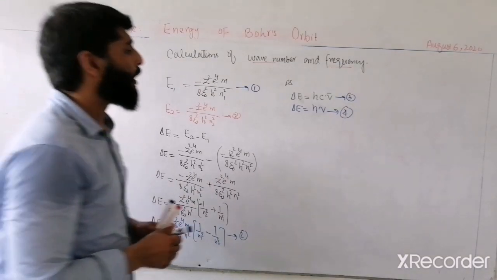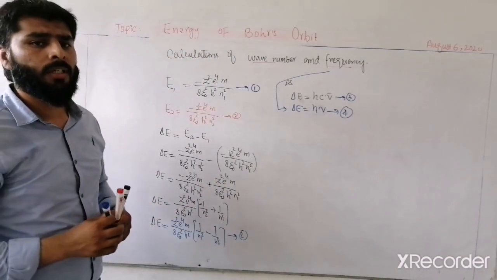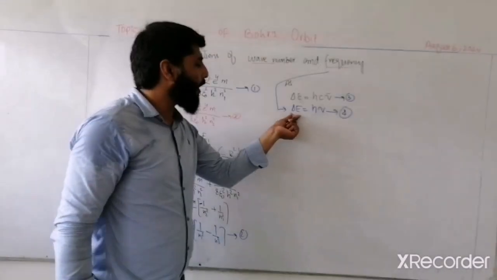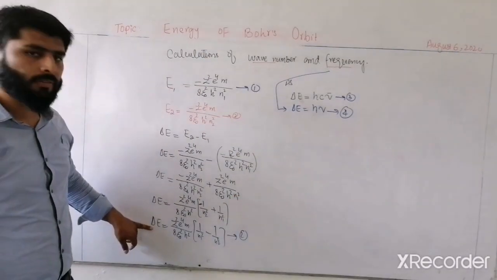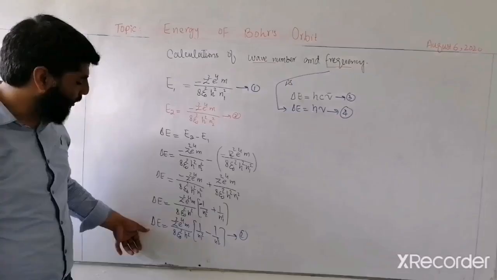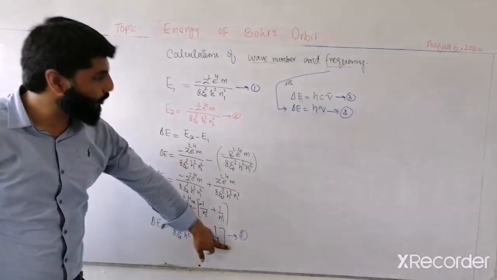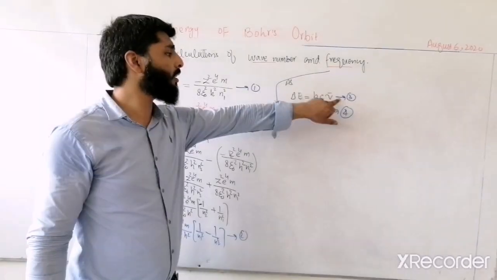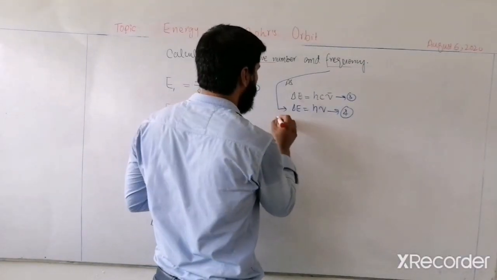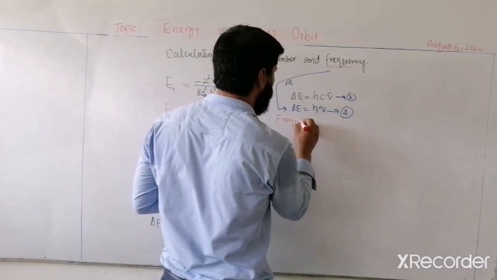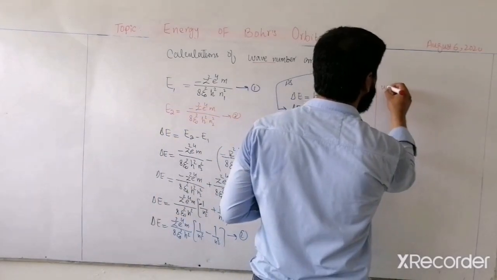First of all, we will calculate the frequency. We will calculate the frequency first. You can see here, it is the value of delta E, which is equal to h nu, and it is the value of delta E, which is change in energy. This is change in energy, this is also change in energy. So you can compare the energy equation with the h nu equation for frequency, and with the hc nu bar equation for wave number.